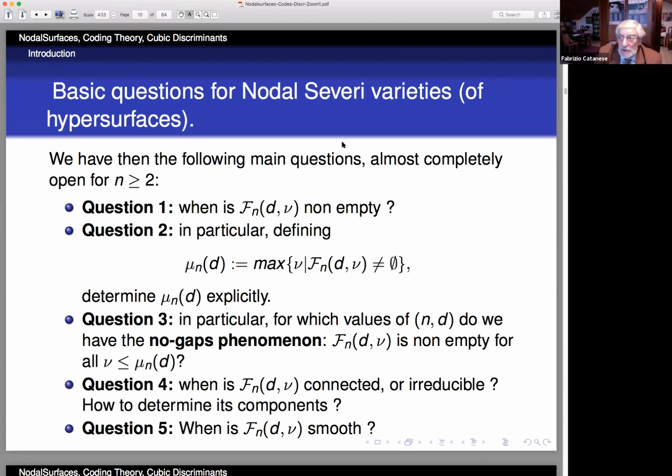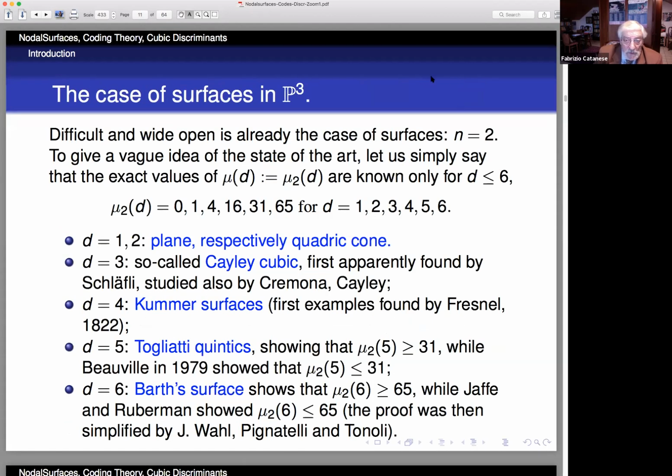So what are the basic questions for nodal Severi varieties? Well, when is this variety non-empty? In particular, if we define μ_n(d) as the maximal number of nodes that a hypersurface of degree d and dimension n can have, can we determine this maximum? Another question is, when do we have a no gaps phenomenon, so that once we determine this maximum, then F_{n,d,ν} is non-empty for all ν smaller or equal to the maximum? When is it connected, irreducible, how to determine its components, when is it smooth? Of course, these questions are very difficult.